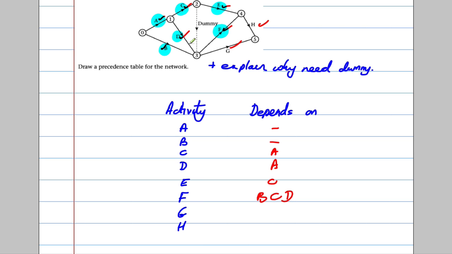G depends on D, B and C as well. So this one depends on B, C and D. And the last one we've done that, so H depends on E and F.